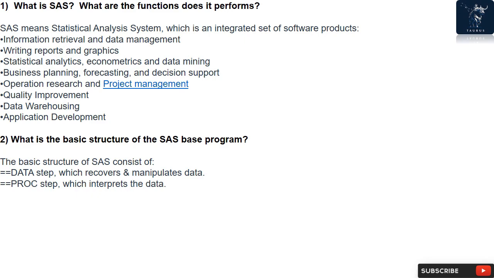2. What is the basic structure of the SAS base program? The basic structure of SAS consists of a data step, which retrieves and manipulates data, and a proc step, which interprets the data.